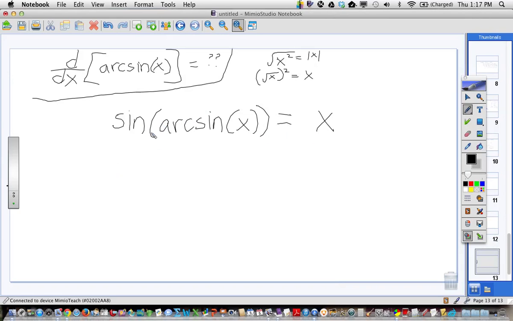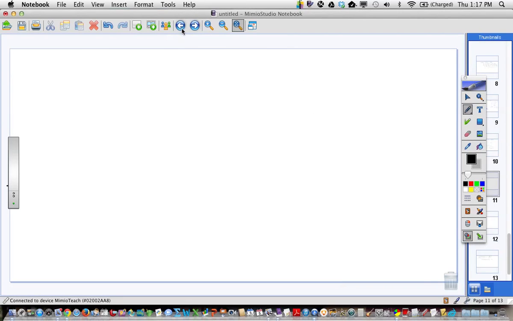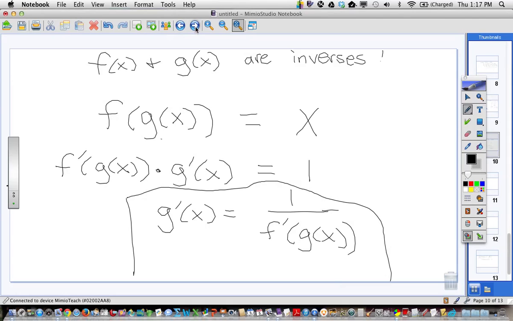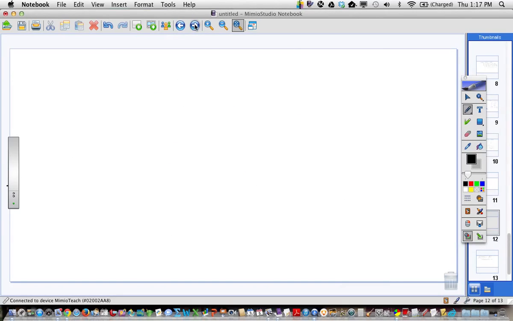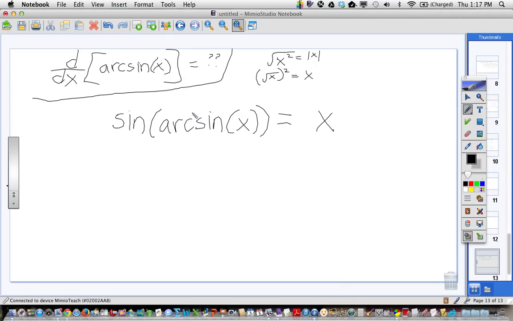Okay, so anyway, no domain issues. So we get this. Now remember what we did right here: we took the derivative of both sides. So let's do that here. Let's do the derivative of both sides. So we're almost there. The derivative of the outside is cosine. We leave the inside alone.